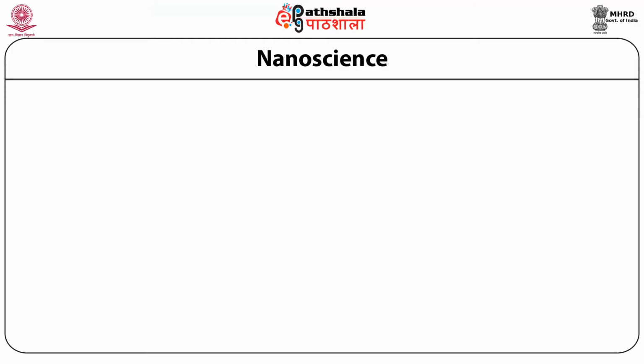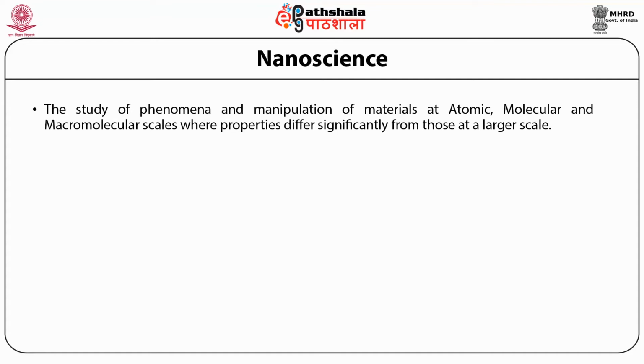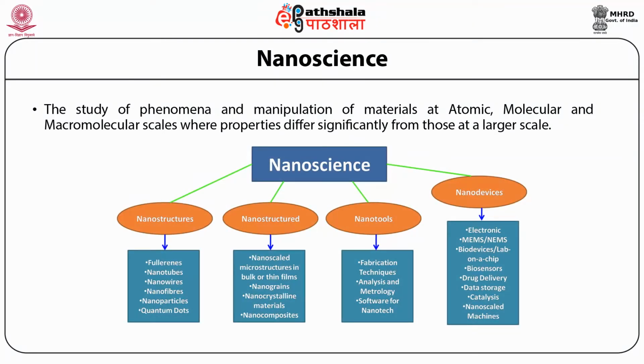Nanoscience. Nanoscience is the study of processes and manipulation of materials at atomic or molecular scale such that the properties vary considerably from those at larger scales, that is, bulk materials. So, nanoscience can be classified into four categories.